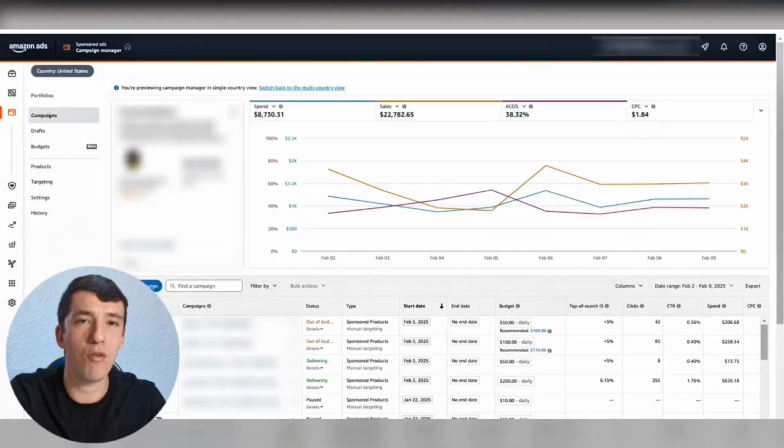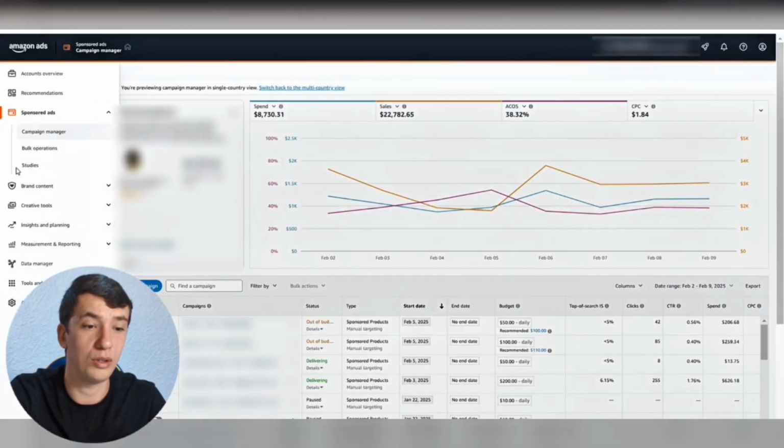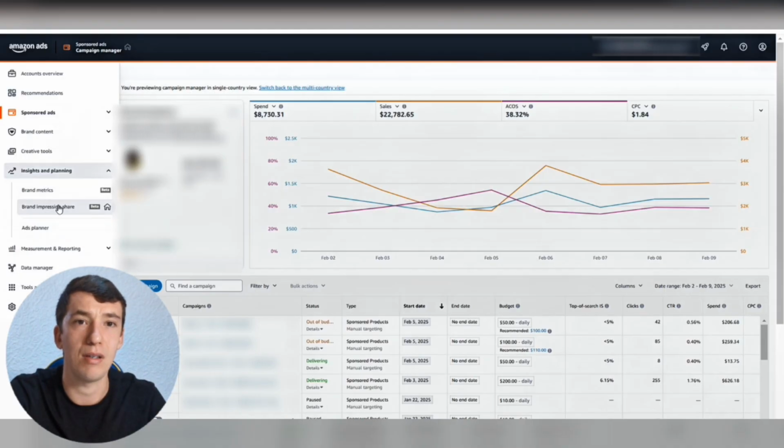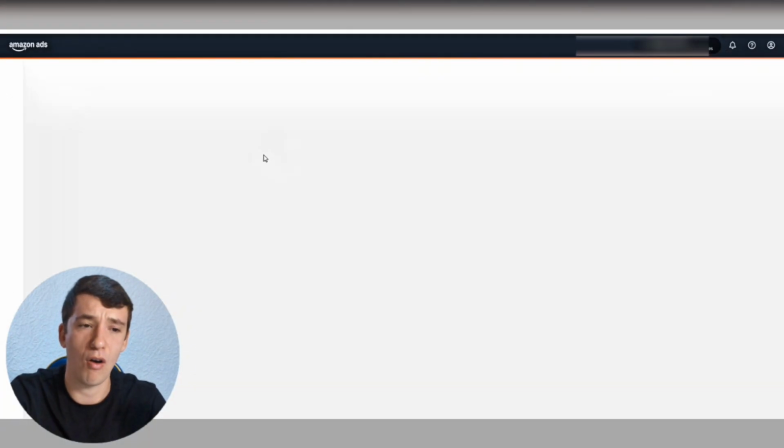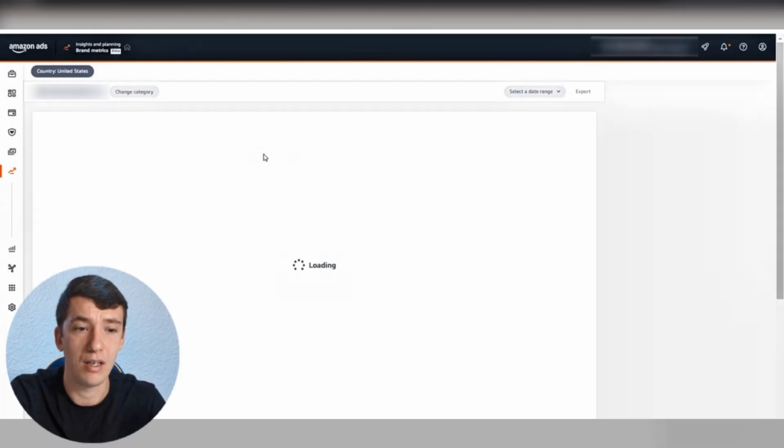Now, the last tool I want to share with you, which is a new tool to me, and it's absolutely amazing, is this one. If you go into your ad console and go to the left, you will have Insights and Planning. In Insights and Planning, you have Brand Metrics. And this tool is, in my opinion, absolutely a game changer. If you want me to make a tutorial about this tool and how to use it, please let me know in the comments.